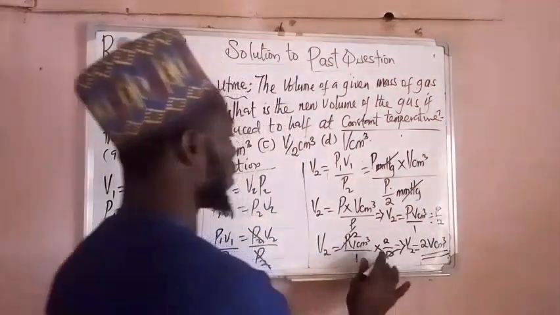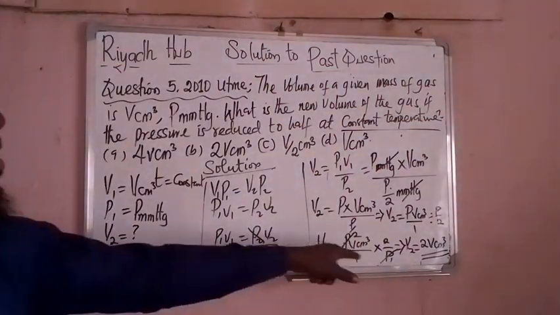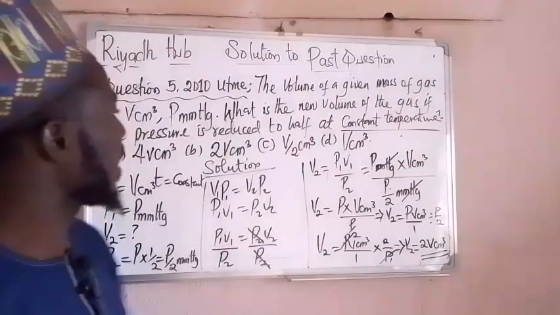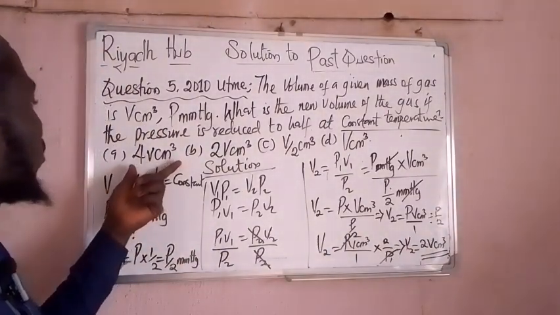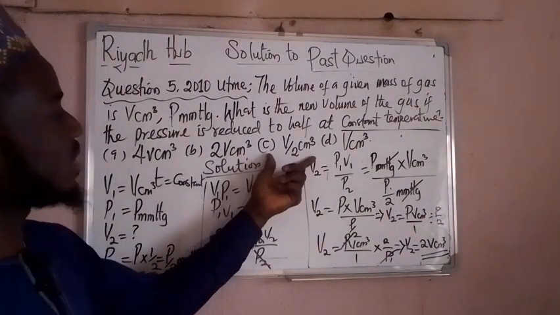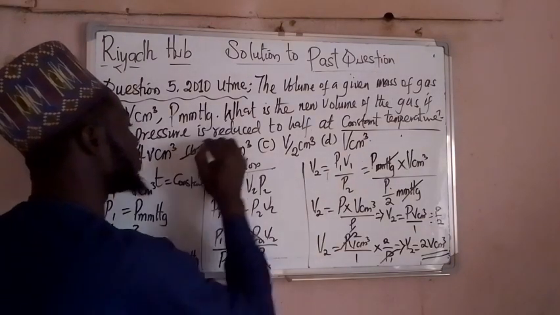This becomes your answer because P cancels P to be 1, and 1 times 1 is 1. So your answer is 2V centimeter cube. If you look at your options, you have A 4V centimeter cube, B 2V centimeter cube, C V over 2 centimeter cube, and D V centimeter cube. So your answer is B.